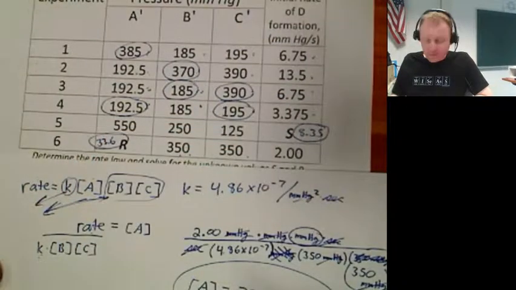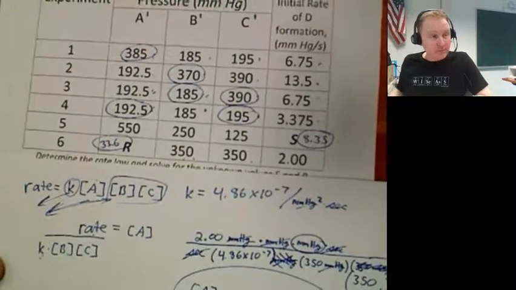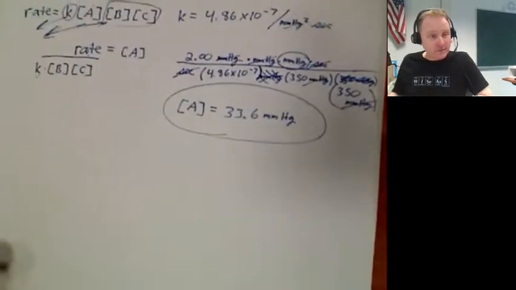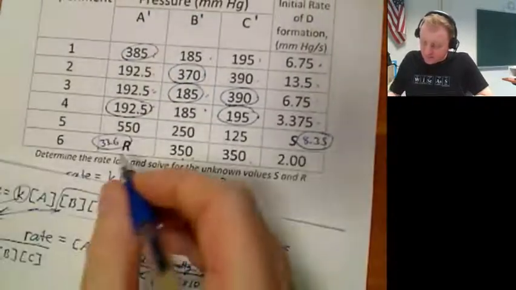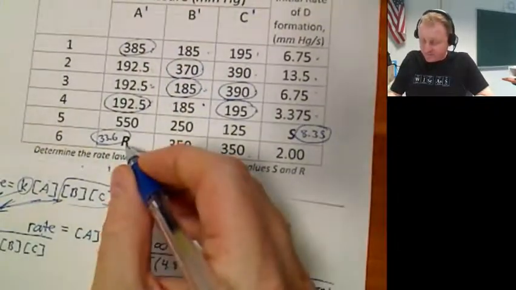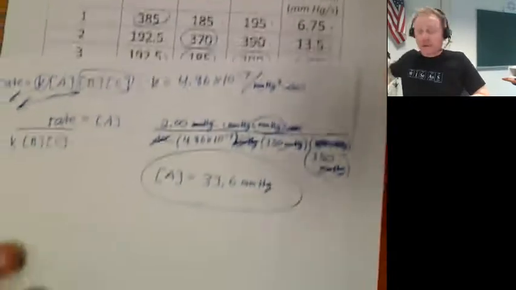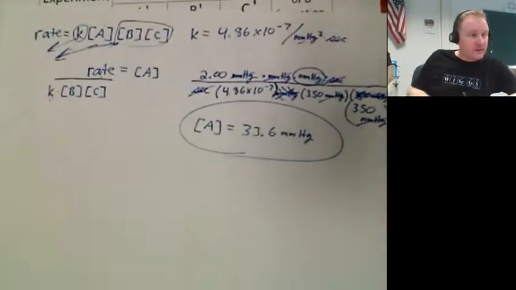You do the work, and hopefully we agree on it. Let me know what you think. So A is 33.6 millimeters of mercury, concentration A, or solving for unknown R. And let me know what you think. Good luck, guys.